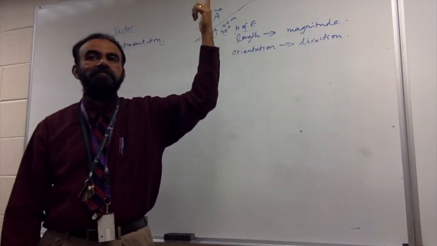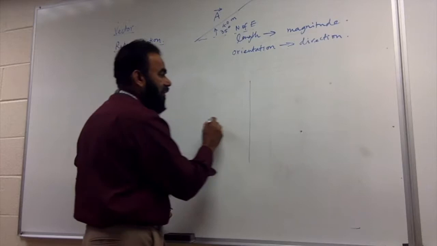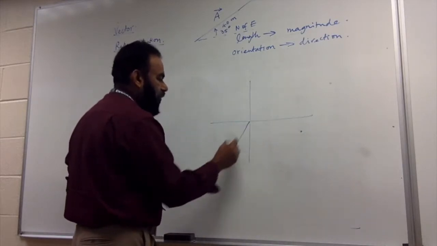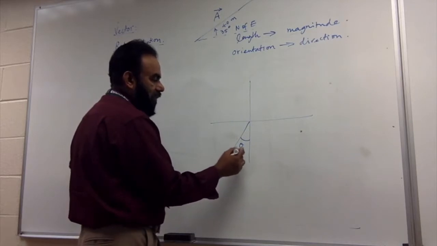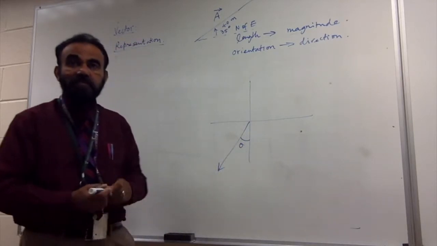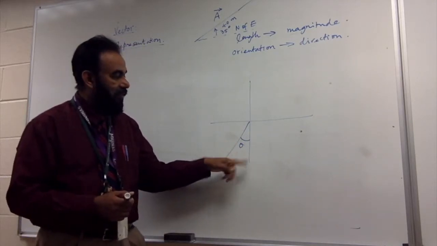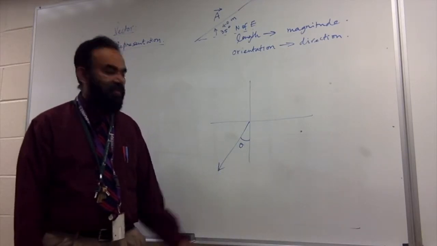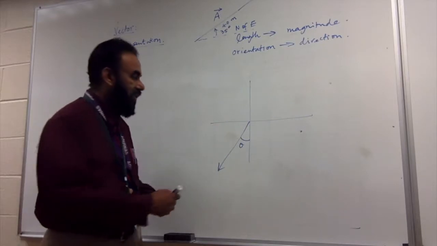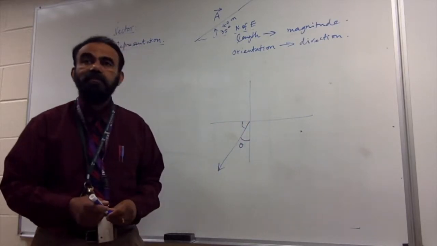Is that clear? So if you're given any direction, like if I'm going to have a vector like this, what do you call this angle? Yes, west of south. Clear? You see? This angle is west of south, and this other angle will be south of west.